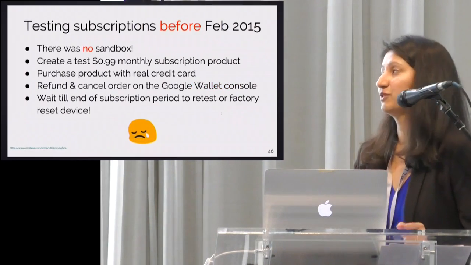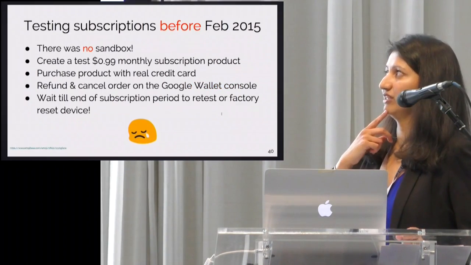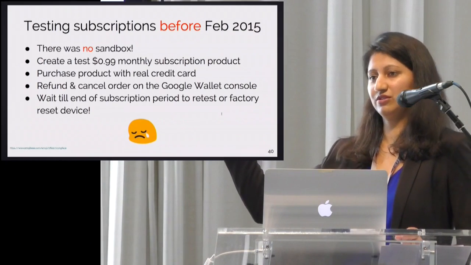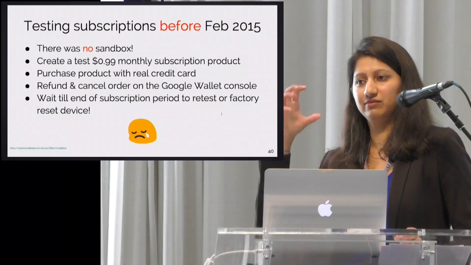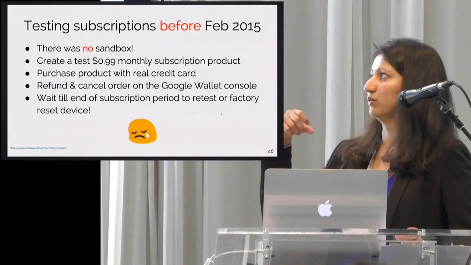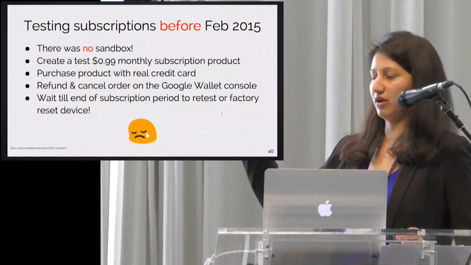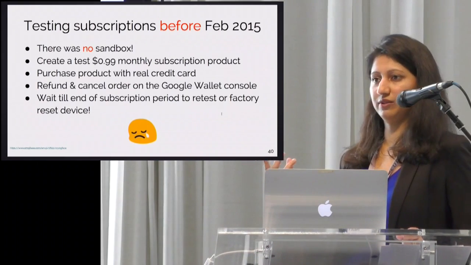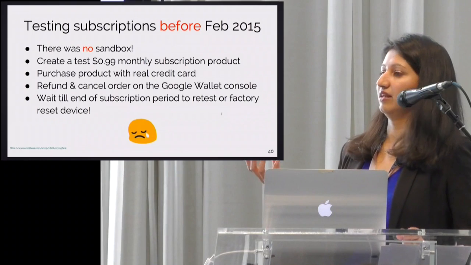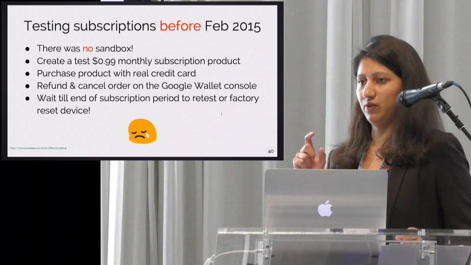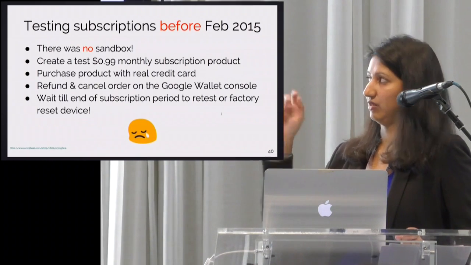So testing subscriptions: before Feb 2015, there was no sandbox, so there was no way for you to test with those reserved product IDs. You would just have to create a fake product and then purchase a product with a real credit card and then go onto Google Wallet console and refund it.